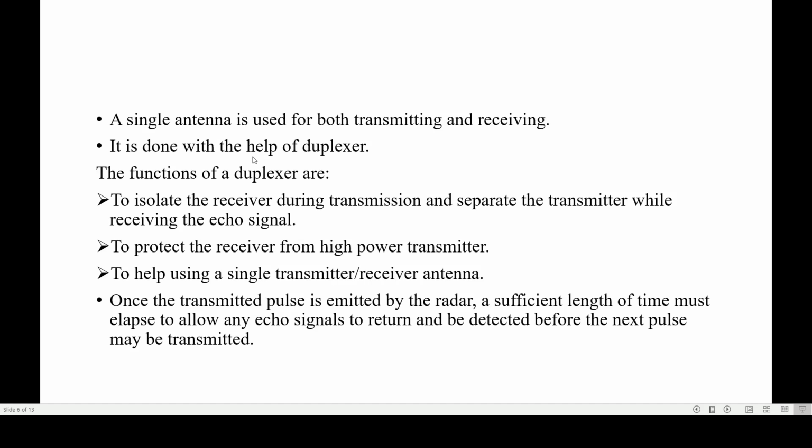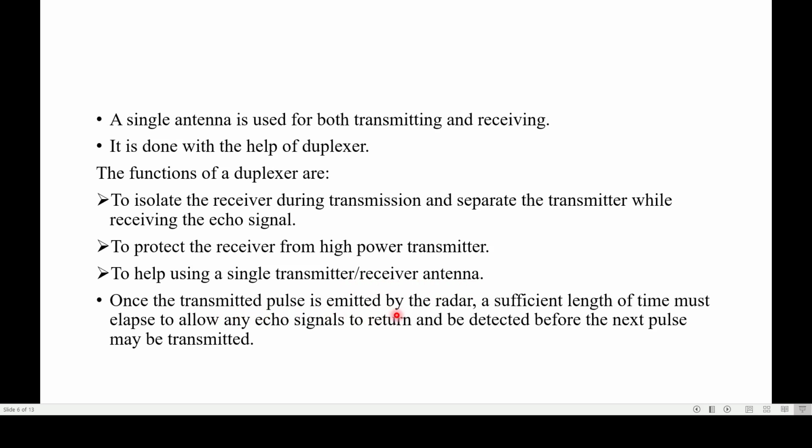Now, I have already explained what a duplexer is. Duplexer means a single antenna can be used in a radar, so this antenna can be shared on a time shared basis. This happens by a particular duplexer. These are the functions of a duplexer: to isolate the receiver during the transmission and separate the transmitter while receiving the echo signal, to protect the receiver from the high power transmitter, and to help in using a single transmitter receiver antenna.